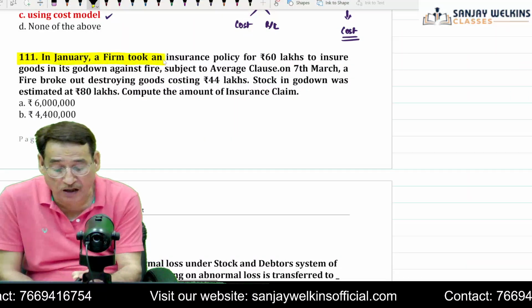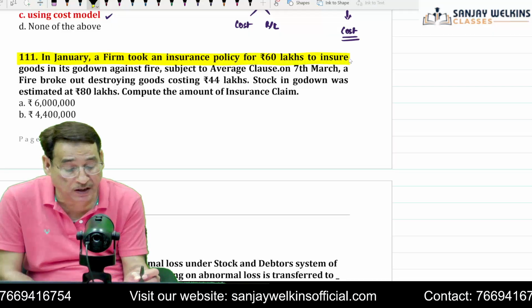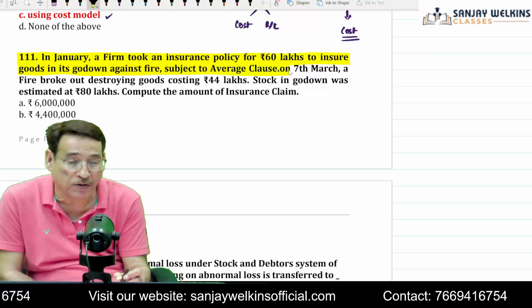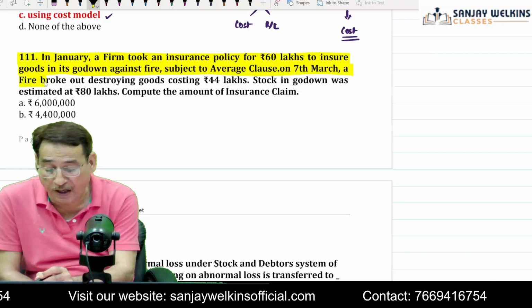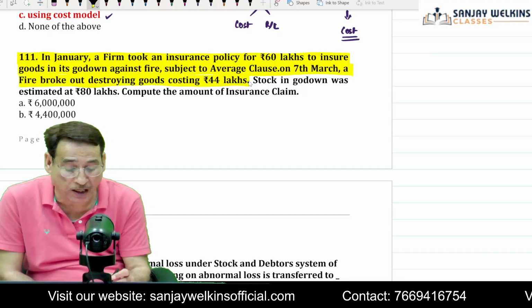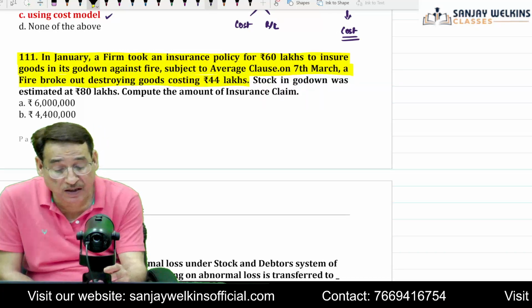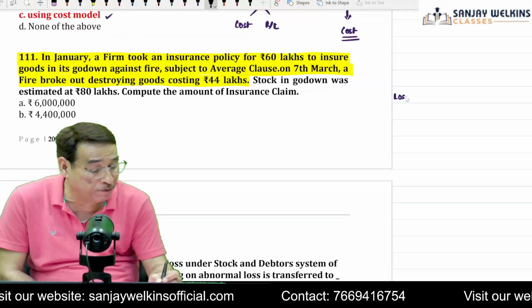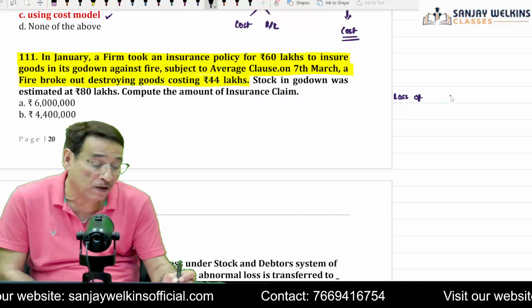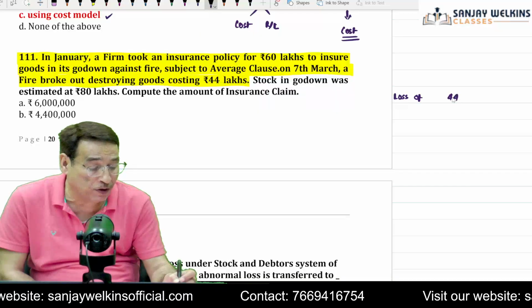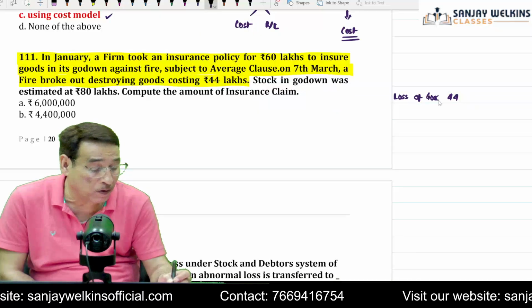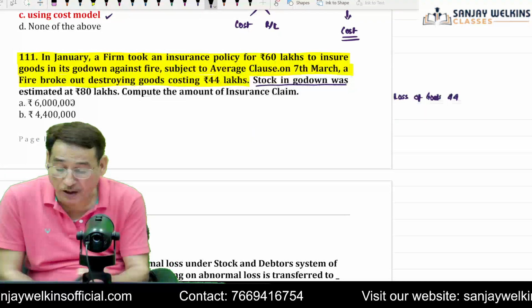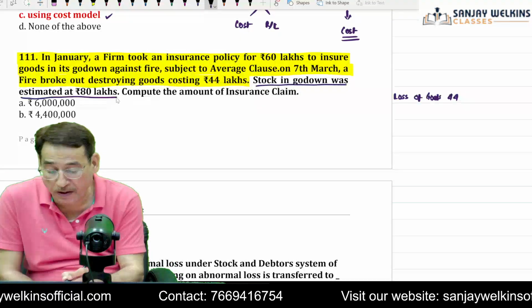Question 111. In January, a firm took an insurance policy of 60 lakh to insure goods in its godown against fire, subject to average loss. And on 7th of March, a fire broke out, destroying goods of 44 lakhs. So in this case, it is given that the loss of goods is 44 lakhs. It is given already. Also, it is given that stock in the godown was estimated at rupees 80 lakh.